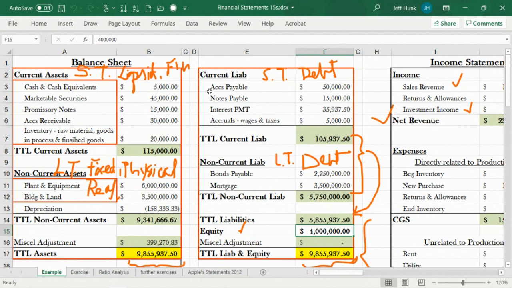Short-term debt is not part of the initial capital. Initial capital mainly comes from equity and long-term debt.